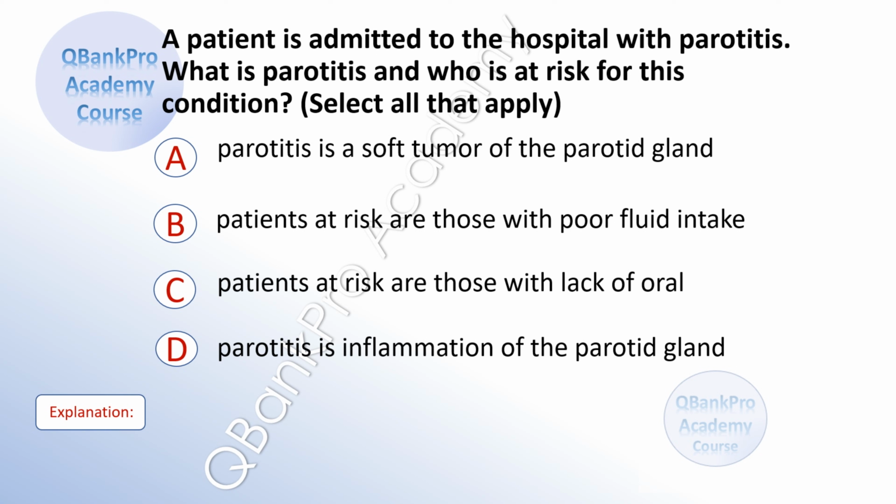Let's try one. A patient is admitted to the hospital with parotitis. What is parotitis, and who is at risk for the condition? Select all that apply. A. Parotitis is a soft tumor of the parotid gland. B. Patients at risk are those with poor fluid intake. C. Patients at risk are those with lack of oral care. D. Parotitis is inflammation of the parotid gland.